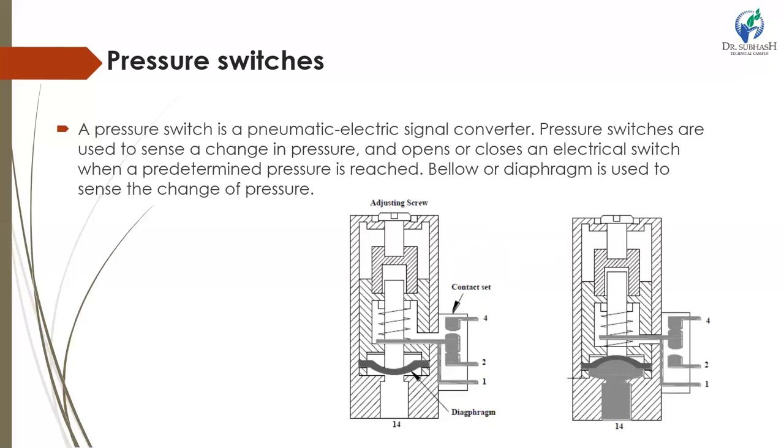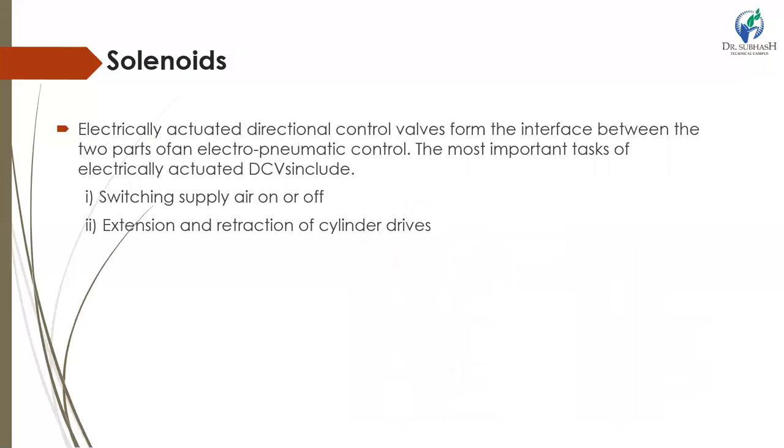The diagram shows the diaphragm of a pressure switch when pressure is applied at the inlet. When the pressure is reached, the diaphragm expands and pushes the spring loader to make or break a contact. So both positions are shown in the figure. Next one is solenoids.